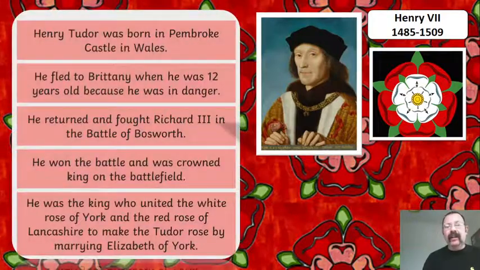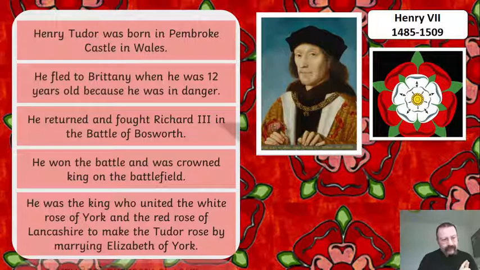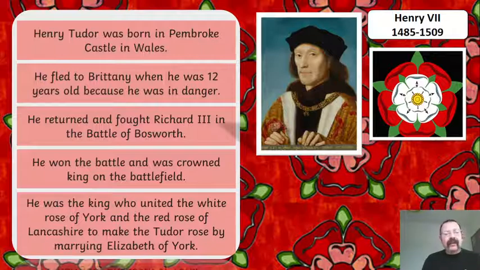Okay, so Henry Tudor was born in Pembroke Castle in Wales. He fled to Brittany, which is in France, when he was 12 years old because he was in danger. He returned and he fought Richard III in the Battle of Bosworth. And remember, when he came back to this country, he landed in Wales. He won the battle and was crowned king on the battlefield.